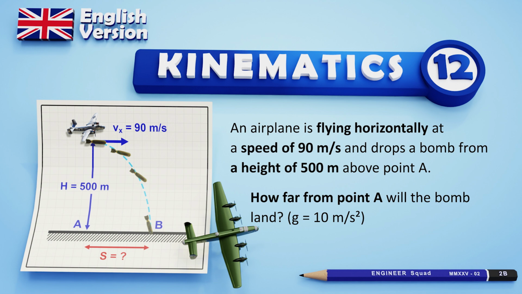In this video, we will work on a problem involving a bomb being released by an airplane. An airplane is flying horizontally at a speed of 90 meters per second and drops a bomb from a height of 500 meters above point A. How far from point A will the bomb land? Use a gravitational acceleration of 10 meters per second square.